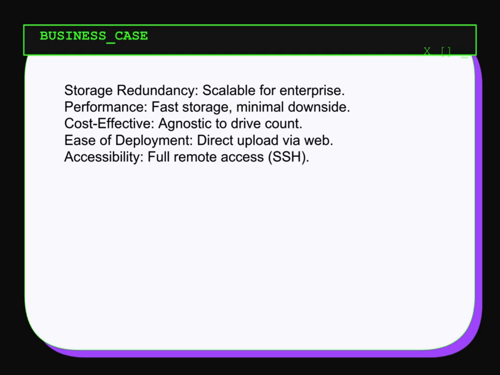The business case. In designing this system, I wanted something that is not only functional but also scalable and realistic for real world use. First, storage redundancy ensures the system remains operational even when a drive fails. Second, RAID 1 provides strong performance, especially with read operations, because data can be fetched from either drive. Third, it is extremely cost effective. Software RAID is free and the hardware cost is minimal. Fourth, the deployment process is very straightforward. WordPress is easy to install and manage.